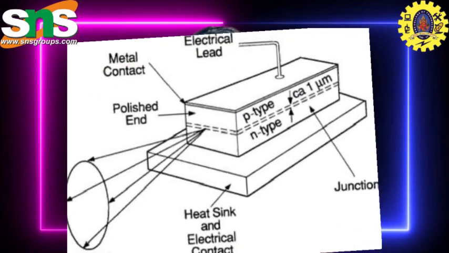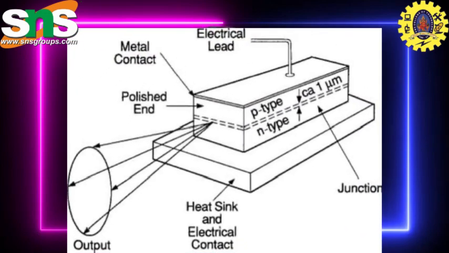ILD is nothing but an injection laser diode. It looks like an LED: it has P-type and N-type semiconductor material together, with a P-N junction like a diode junction. But the principle of working differs from the LED. The LED works on the principle of electroluminescence, but here it is the stimulation of photons. That is the principle used in ILD.